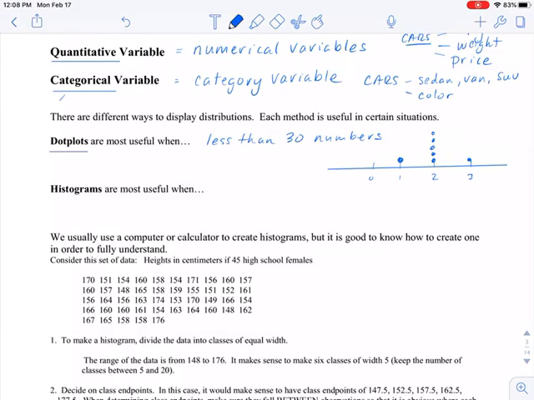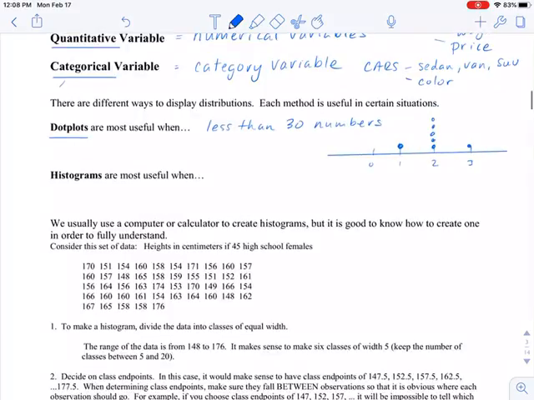When we use a computer, we often make what's called a histogram, and a histogram will group the data, and it's useful when we have more than 30 numbers. So a histogram will do the same type of thing, but you'll see bars instead of dots. And sometimes you'll see two numbers grouped together.